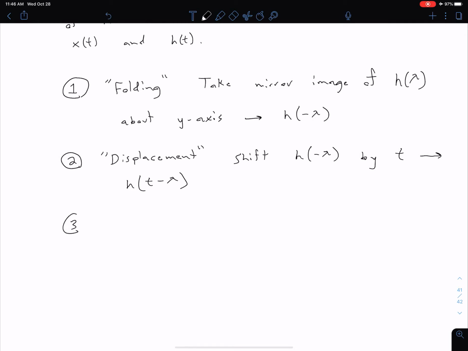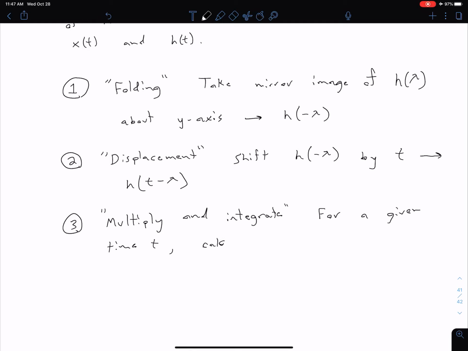Our third step is then to just multiply and integrate. Basically here we're having to look at a given time t. I'll come back and make a note about that in a second. But let's just say for a given time t, what we want to do is calculate the integral of that product, x of lambda times h of t minus lambda.